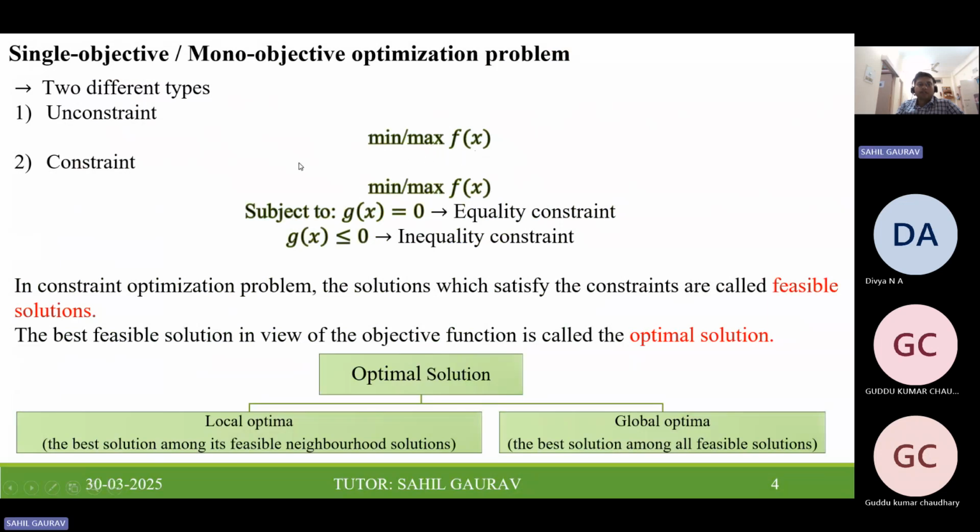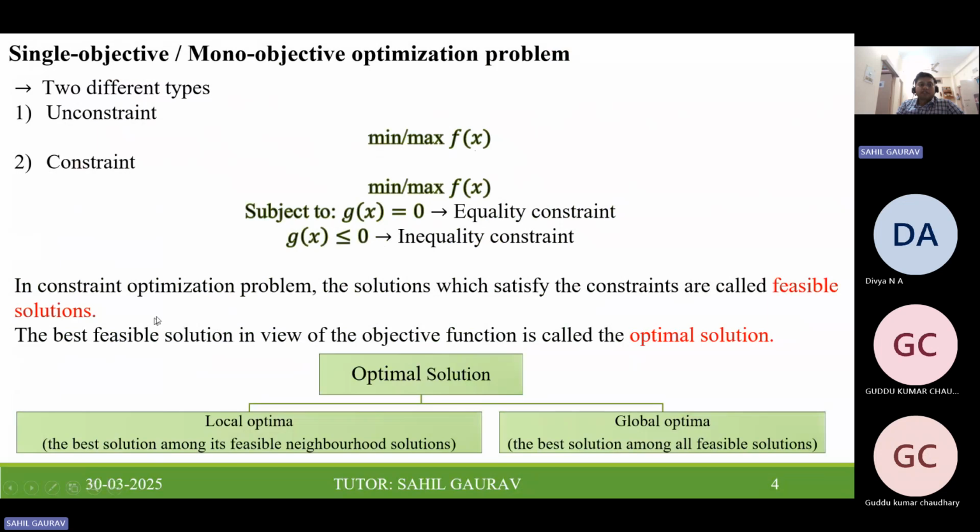applied in the problem. While in the constrained optimization problem, there are some constraints that need to be satisfied while getting the optimal solution for the optimization problem. Like here, we have to minimize or maximize f(x), and we need to follow some constraints, some rules. These must be satisfied while getting the optimal solution. While in an unconstrained optimization problem, there are no rules or constraints that need to be satisfied.